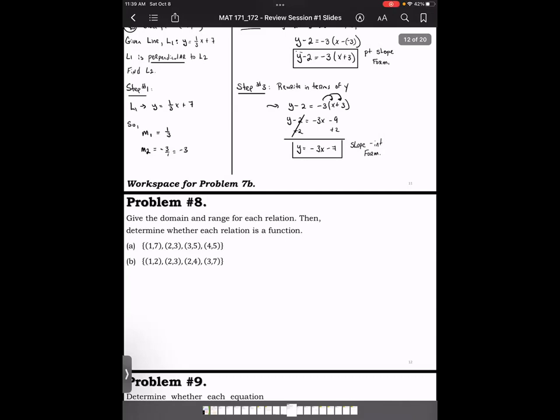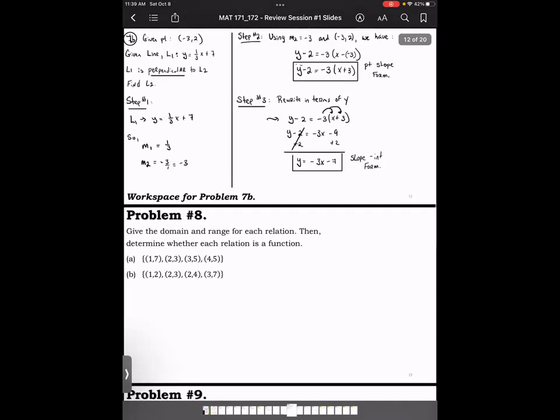So here's problem number 8. It says, give the domain and the range for each relation, then determine whether each relation is a function. So all we need is a couple of definitions. First of all, what is a relation? Does anybody know?